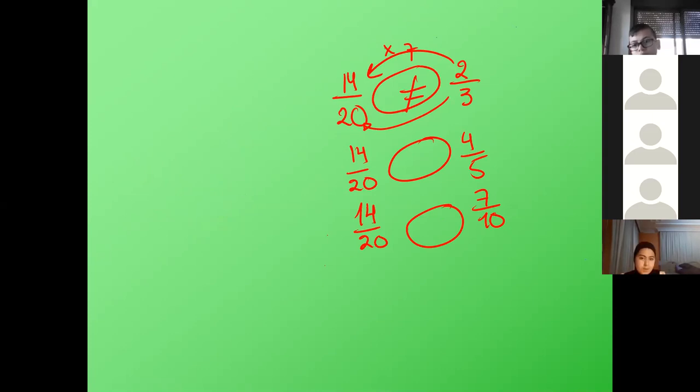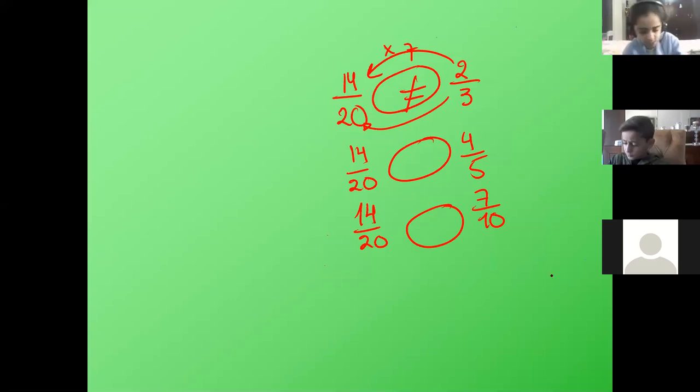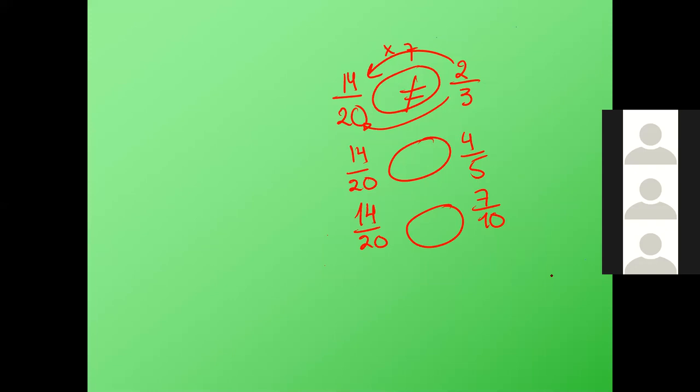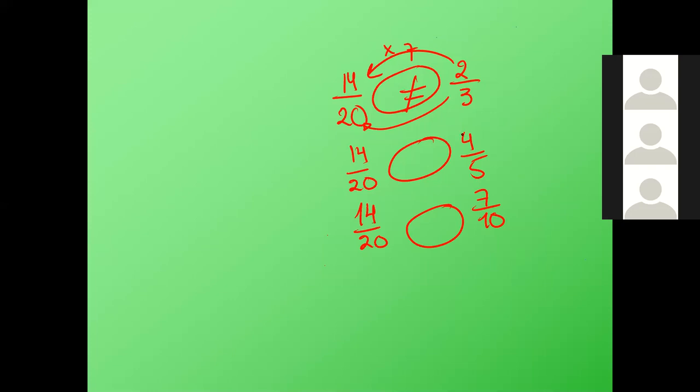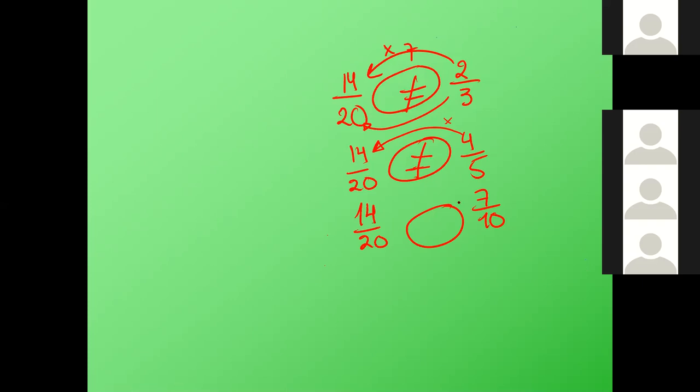Sarah Amin. Yes. Yalla, ya Sarah. Is 14 over 20 equivalent to 4 over 5? 4 times which number equals 14, ya Sarah? There is no 14 in table 4. Excellent. So they are non-equivalent. Serin Shaheen. Bravo. Yes, teacher. Is 14 over 20 equivalent to 7 over 10?